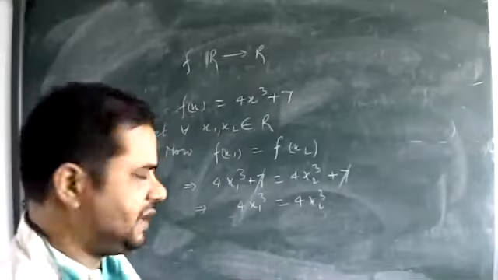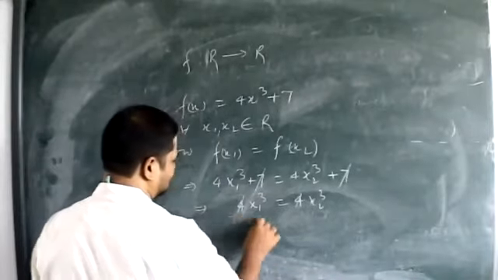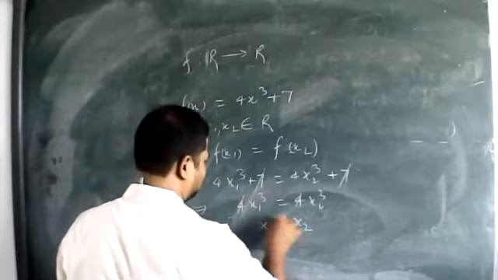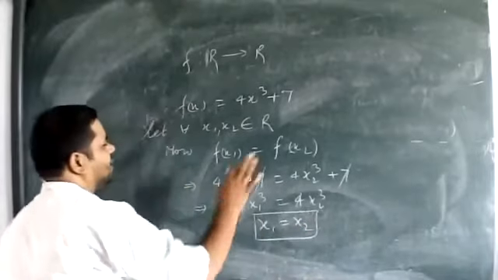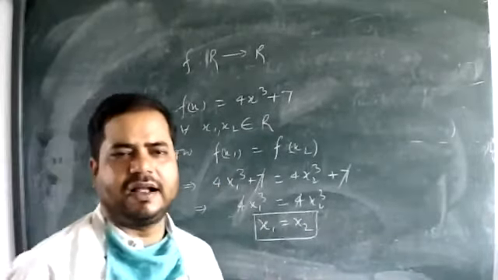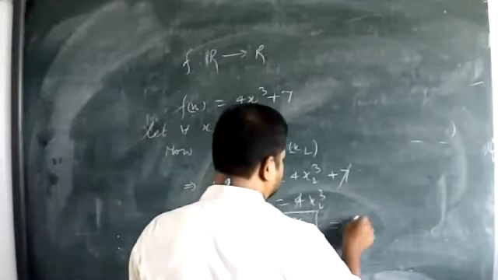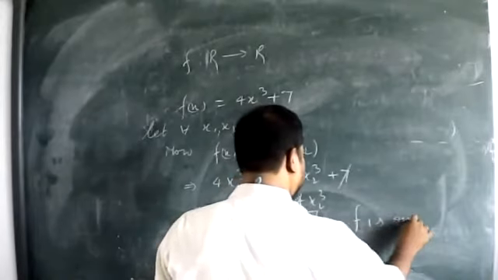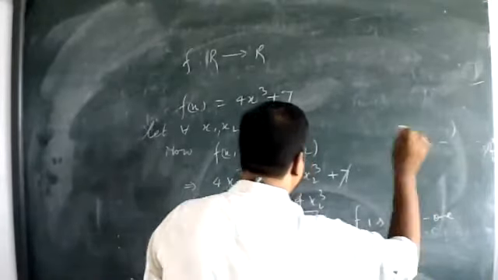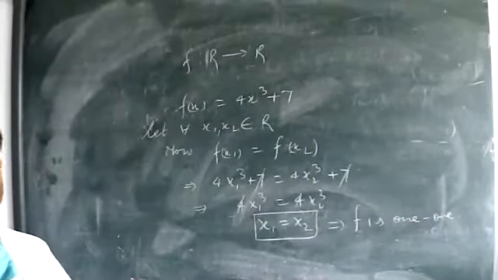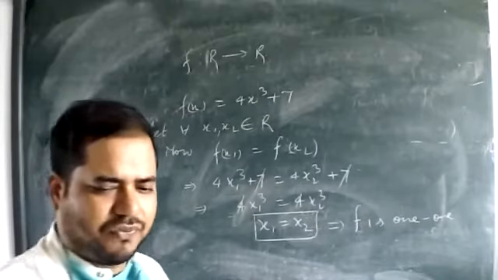Okay, then x1 must be what? x1 must be x2. तो आपने क्या देखा? f(x1) को f(x2) लिया और हमने प्रूफ करके दिखाया x1 is equal to x2. That means this implies f is 1-1. f is 1-1. Understood?